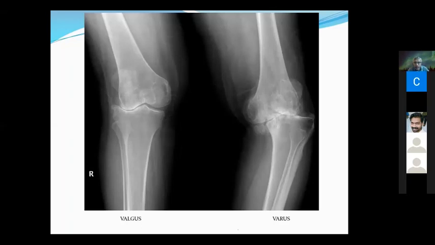So what are the structures that you know are released when you correct? Anyone? How do you go about, say, let us look at this diagram here. On the right you have a valgus, on the left you have a varus. So what are the structures that you think are released in the process of correction of this deformity?